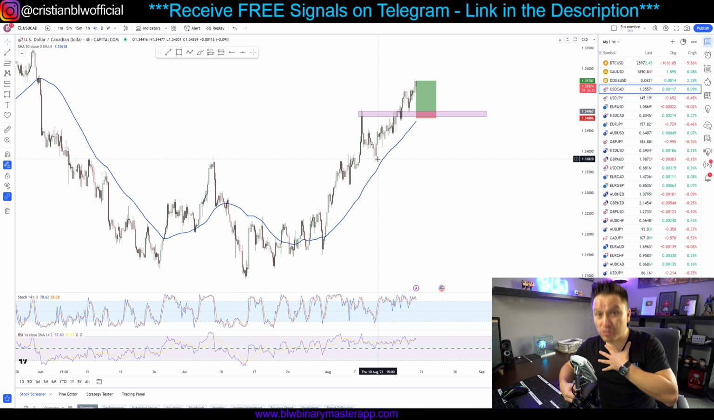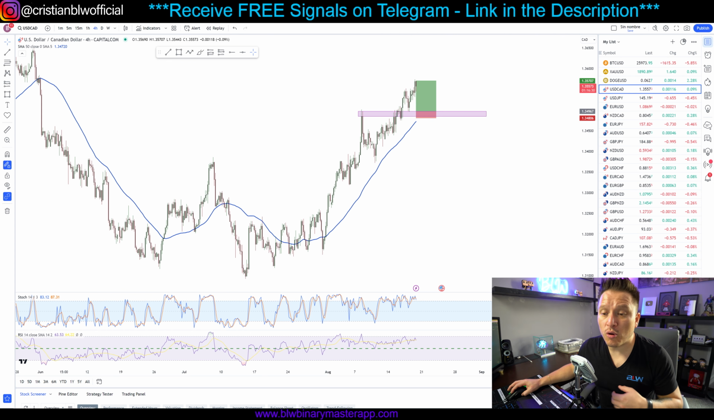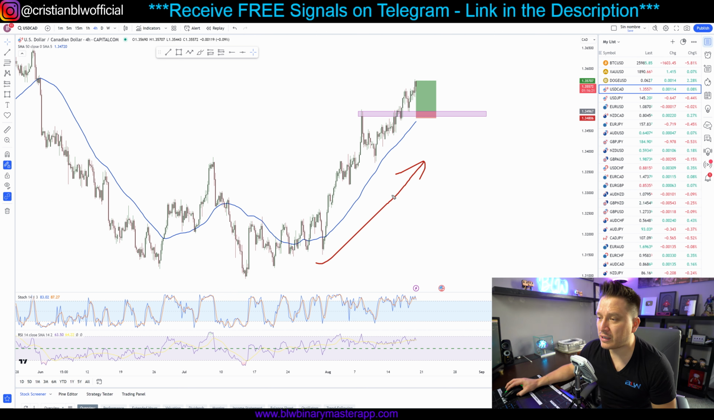So the strategy that I use is when it comes to pullbacks. I analyze and identify what the trend of a certain market is. For instance, this is an uptrend.